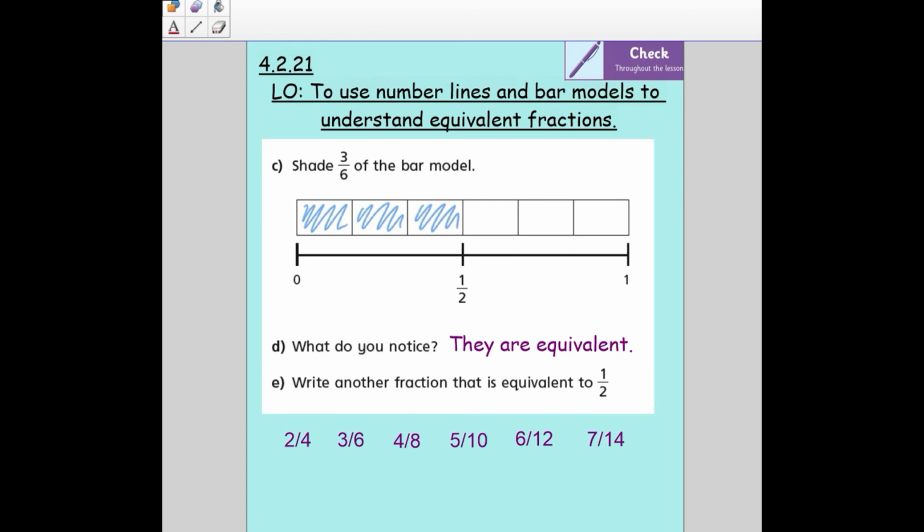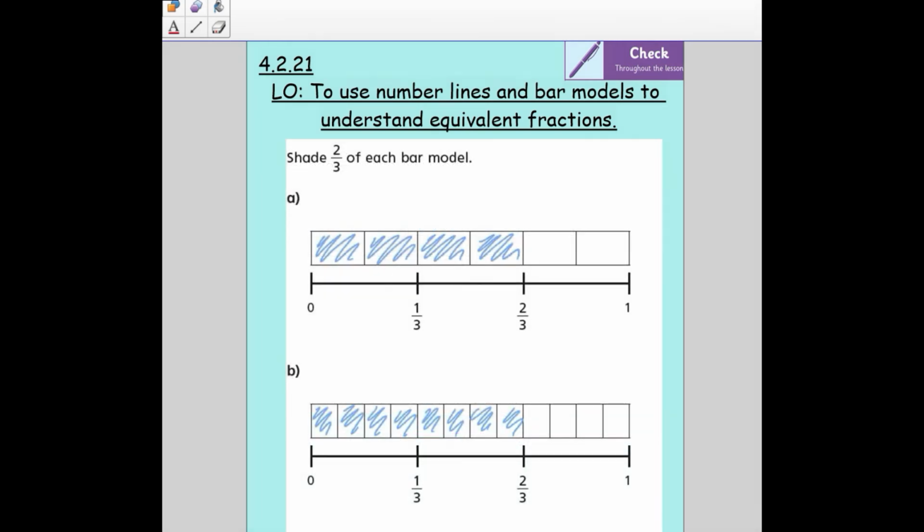I've done a few, so I've got 1/2, 2/4, 3/6, 4/8, 5/10, 6/12, and 7/14. You could continue going on the pattern, but as long as your numerator is half of that of the denominator, you will have written a half. Well done. Let's have a look at this one.